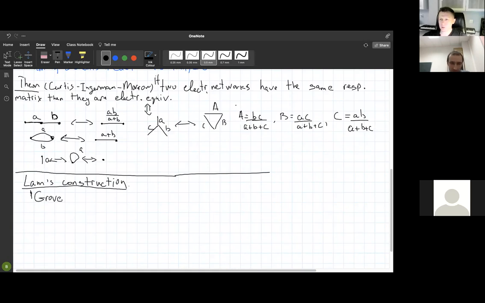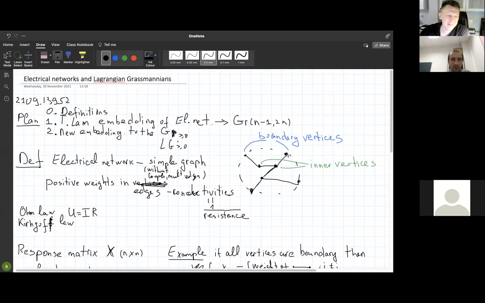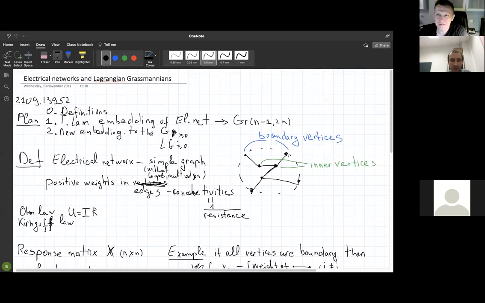Boris, I'm sorry. Could you say some words about the importance of this problem? Why is it interesting to construct an embedding of some configuration space to the Lagrangian Grassmannian, to the point Grassmannian? So it's of course a very good and right question. So why is it interesting?